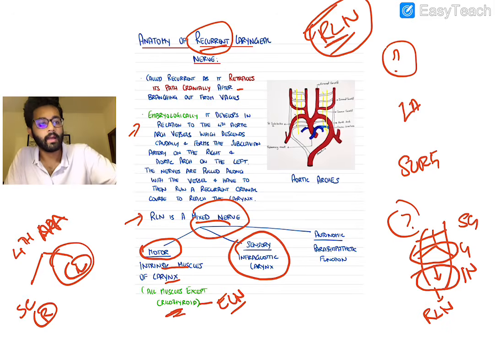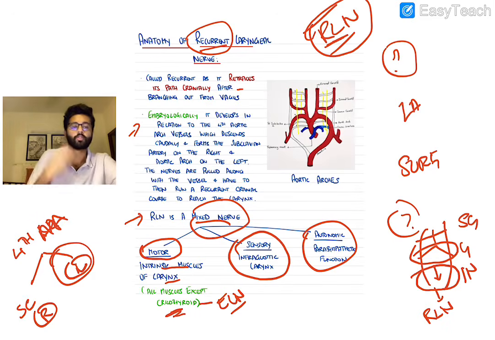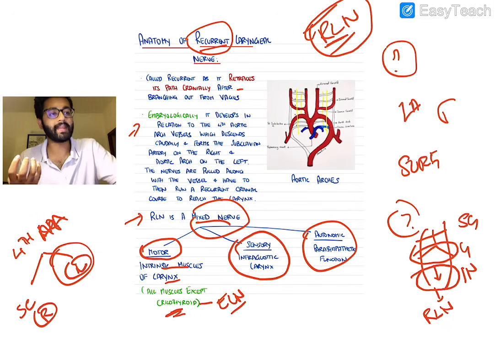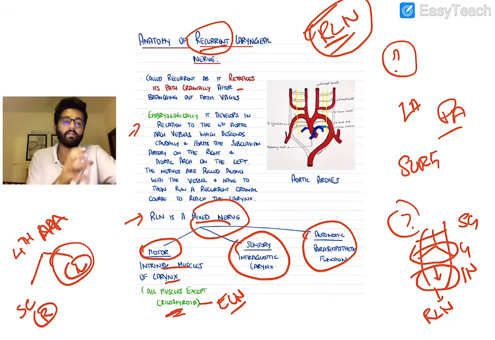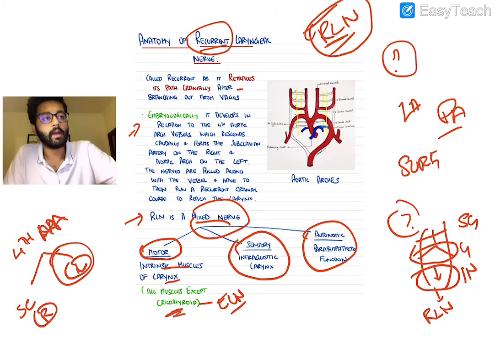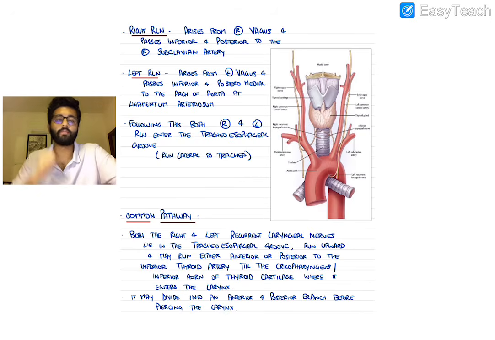Okay, clear. Next, it also has autonomic function. So we know that the vagus nerve has parasympathetic activity, and the recurrent laryngeal nerve branches out from the vagus, and therefore the recurrent laryngeal nerve also has parasympathetic activity. So motor, sensory and autonomic, hence it's a mixed nerve. Now let's talk about the path of the recurrent laryngeal nerve.